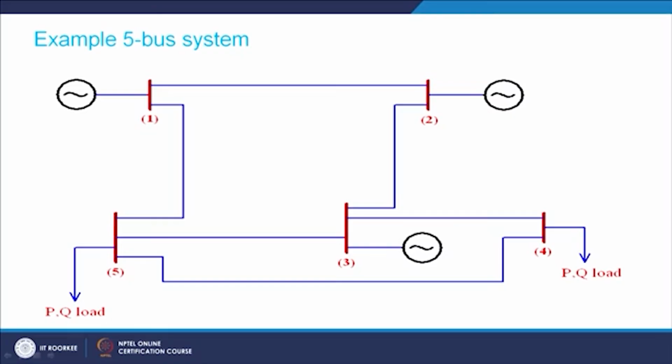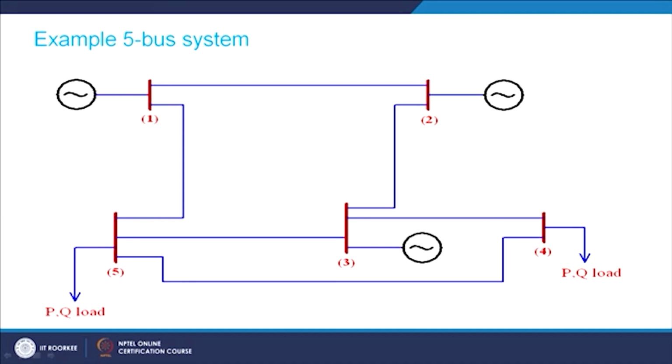With this, we will now look into an example. We are taking a 5 bus system. So, we have bus 1, 2, 3, 4, 5. In this system you can see that there are 3 generators at bus 1, bus 2, bus 3. You can also see that according to our own nomenclature, or our own convention, we have put all these 3 generators in the first 3 buses.